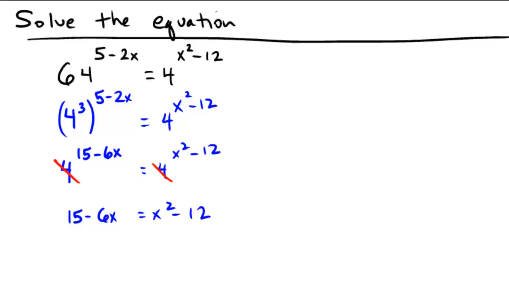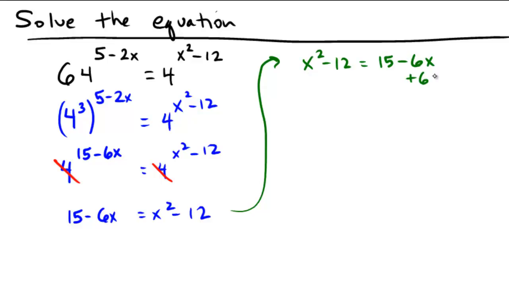So let's move over into the second stage of the problem, which is where we're going to solve this leftover. I'm going to put the x squared on the left, by the way. So I'm going to have x squared minus 12 equals 15 minus 6x. I'm going to add 6x, and I'm going to minus 15. So I'm getting everything over to the left-hand side. x squared plus 6x minus 27 equals 0.